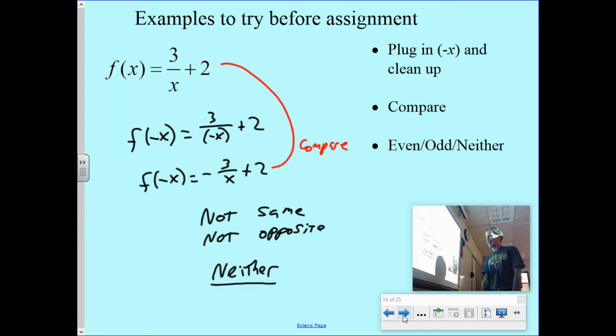So that is the test. That is the algebraic test of even, odd, or neither. And a little bit about the graphical representation of even and odd functions: even is symmetric about the y-axis, and odd is symmetric about the origin. Okay, that is all for that.